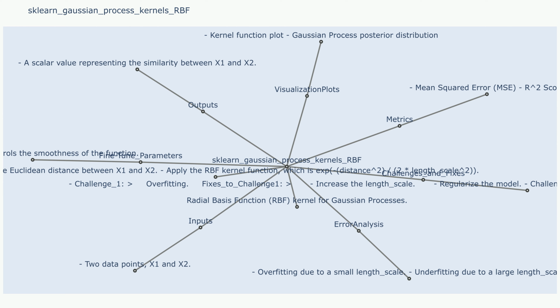Parameter 2: explain in detail constant value. An optional constant value added to the kernel. It can be used to introduce a bias term into the GP model.